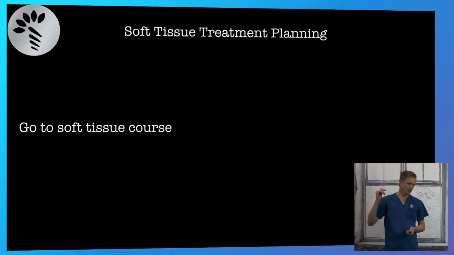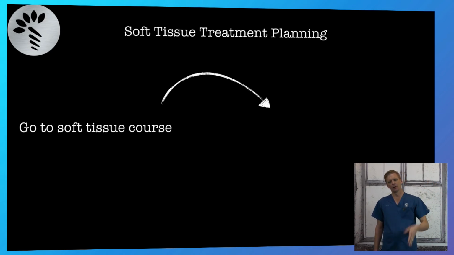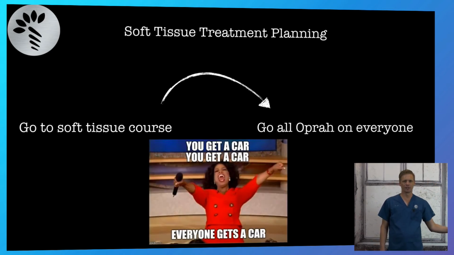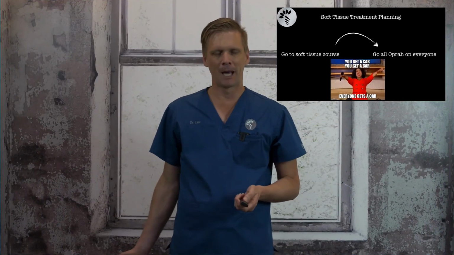Now, how do we normally treatment plan these cases? Well, normally what we do is we go to a course, okay, and then we go all Oprah on everyone, okay? You get a soft tissue graft, and you get a soft tissue graft, and you get a soft tissue graft. And this is a normal thing that we do with almost any procedure that we learn. At the moment we learn it, we want to apply it to everyone. But that's not really a very good way to treatment plan.